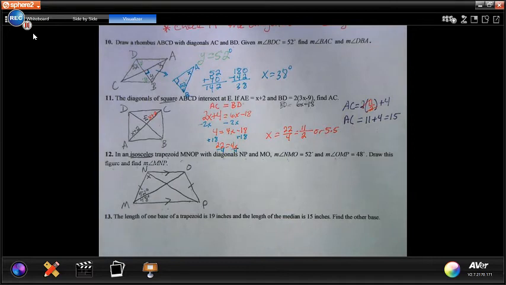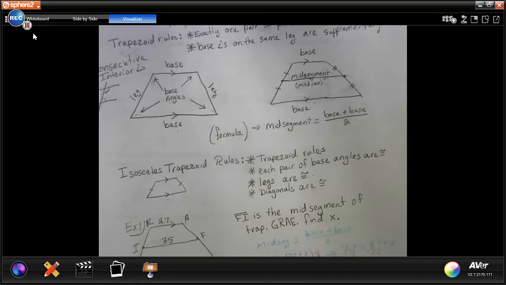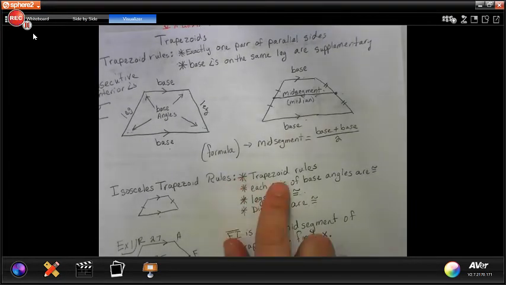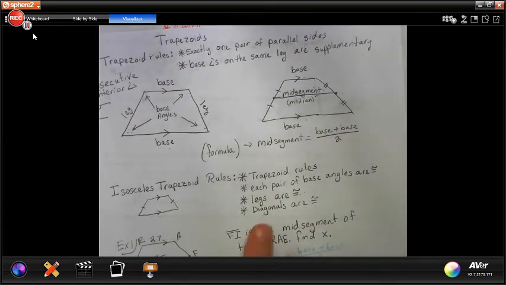Okay, so what you have to remember is that, well, let me get my trapezoid notes out. We have an isosceles trapezoid there, so isosceles trapezoid rules apply. This is not a parallelogram, so we can't use any of those rules. We can't use rectangle rules, rhombus rules, or square rules because those do not apply to this. So we have to use these rules.